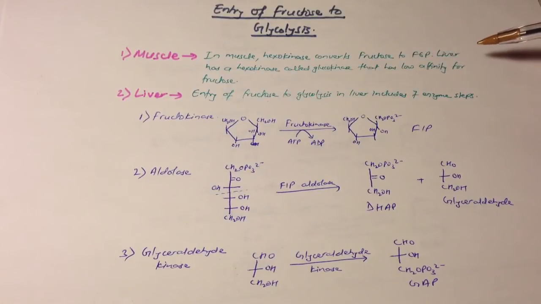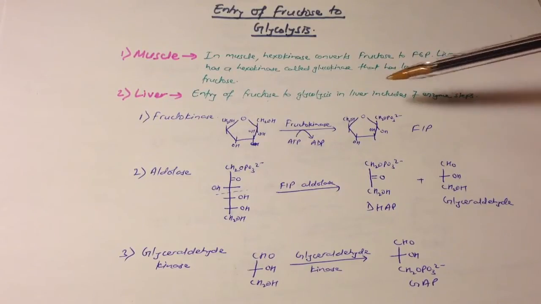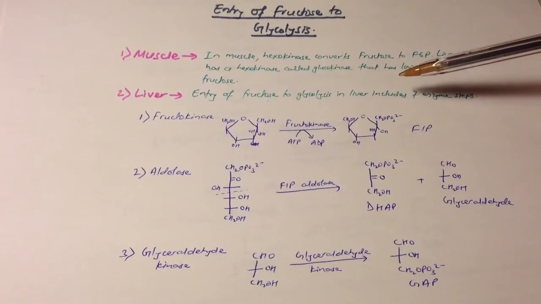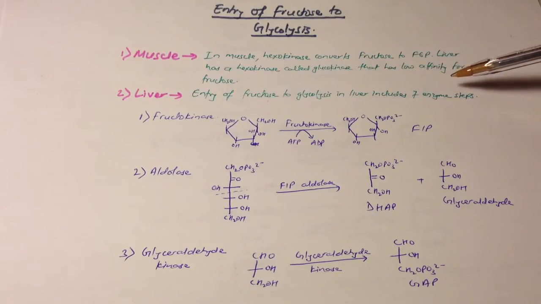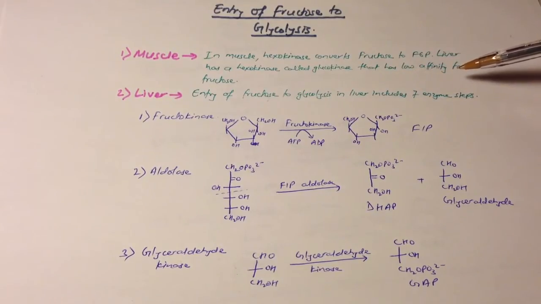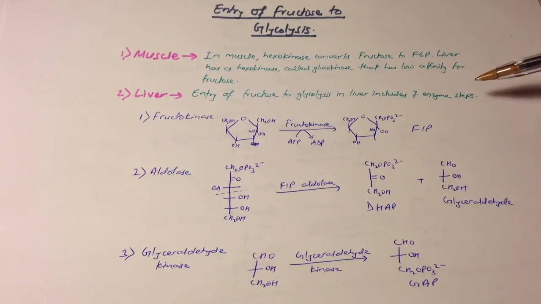But liver doesn't have hexokinase, but it has an isozyme of hexokinase called glucokinase. And glucokinase has low affinity for fructose, so it cannot convert fructose to fructose 6-phosphate. So in liver, the entry of fructose to glycolysis takes place in 7 steps catalyzed by 7 different enzymes, and we're going to learn that right now.